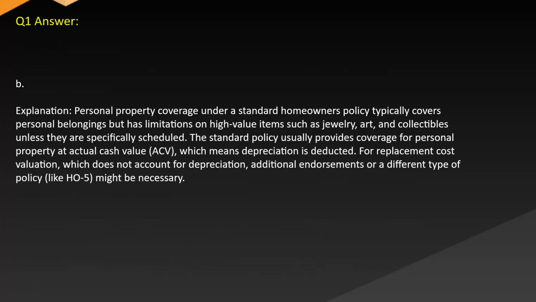Answer. B. Explanation. Personal property coverage under a standard homeowners policy typically covers personal belongings, but has limitations on high-value items such as jewelry, art, and collectibles unless they are specifically scheduled. The standard policy usually provides coverage for personal property at actual cash value (ACV), which means depreciation is deducted, rather than replacement cost valuation, which does not account for depreciation. Additional endorsements or a different type of policy like HO5 might be necessary.